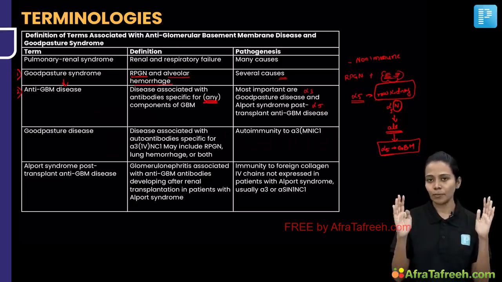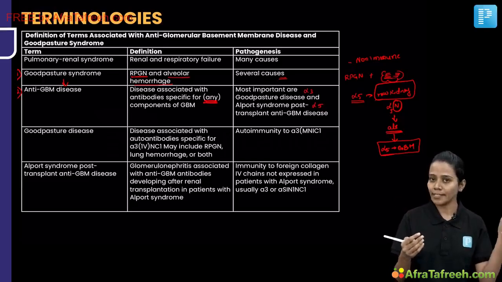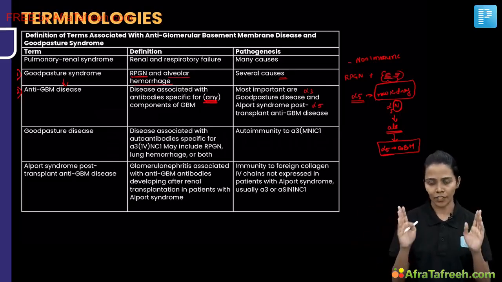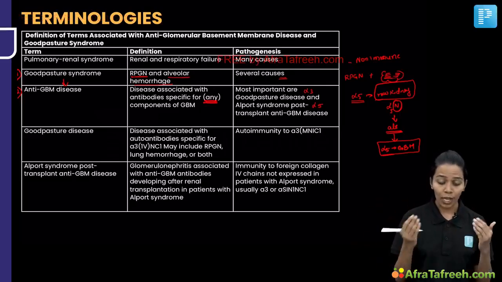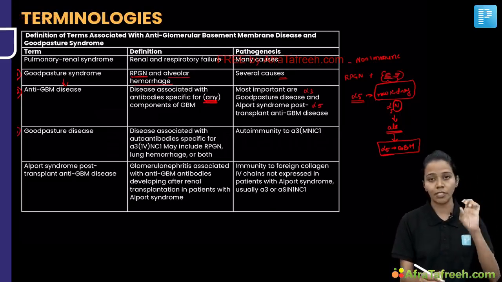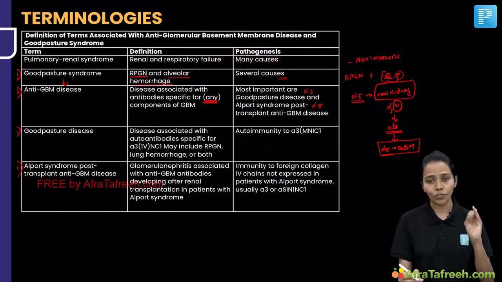So anti-GBM disease just means there are antibodies against the GBM. So it can be against alpha-3, which is Goodpasture's disease, which we are going to see in detail, or it can be against alpha-5. So this much you understood. Now, there are two parts of anti-GBM disease. The first one is Goodpasture disease. Second one is Alport syndrome post-transplant anti-GBM disease.